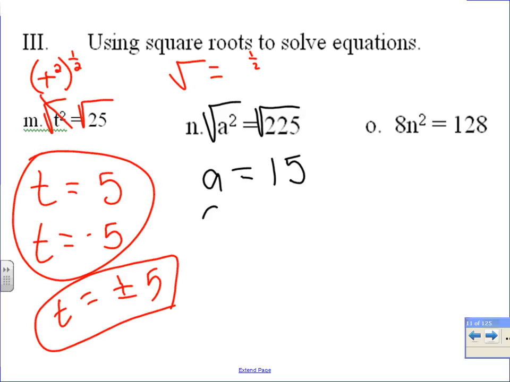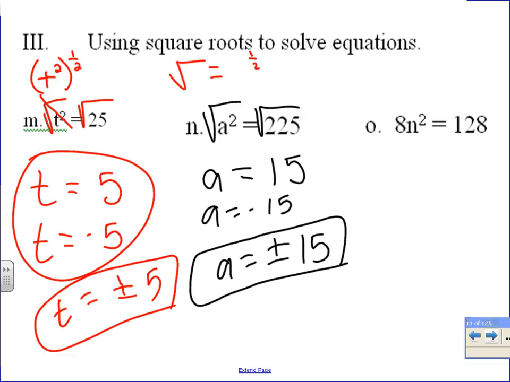Alexis? Good. -15. And then how I really want you to write your answer is a equals plus or minus 15. And that's only when you're solving an equation like this. And I want you to try to remember this. I probably won't take off on a test, but try to remember there's two possible answers.